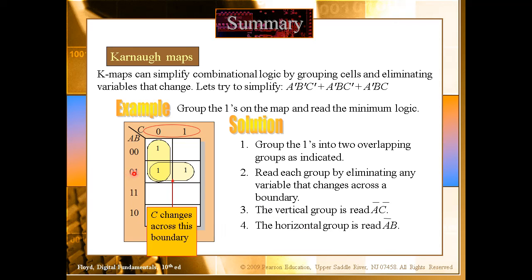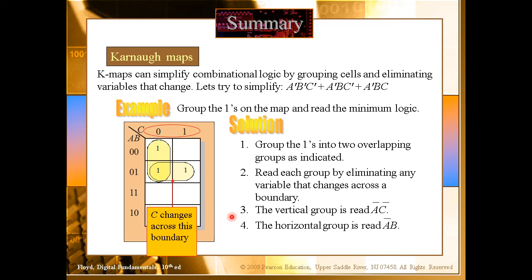B is 1 here, that's B, right? So that is true for both cells. But since C is changed, C is eliminated. Anything which is changed gets eliminated for both cells. So my vertical group is read as A prime C prime. My horizontal group is read as A prime B.